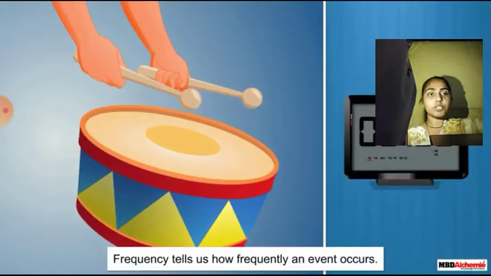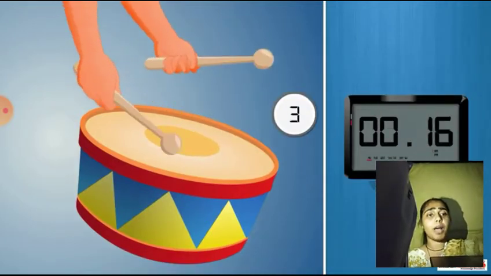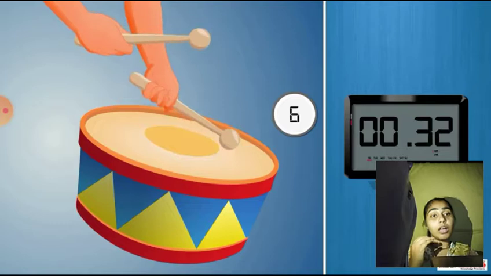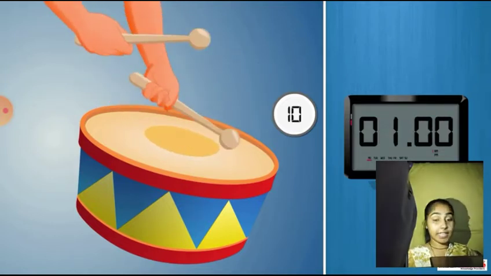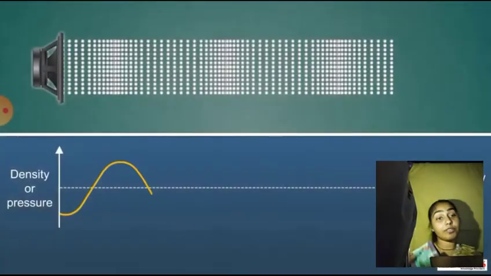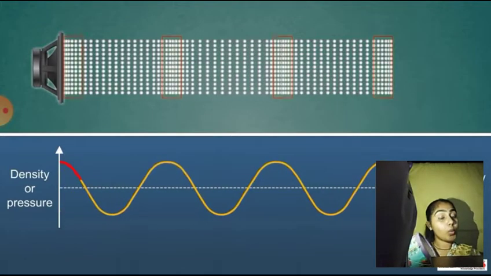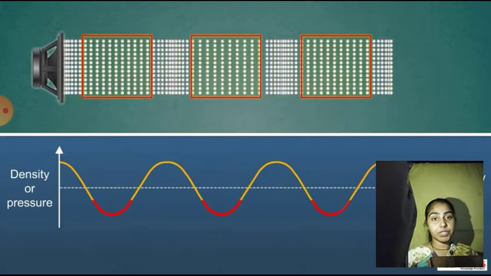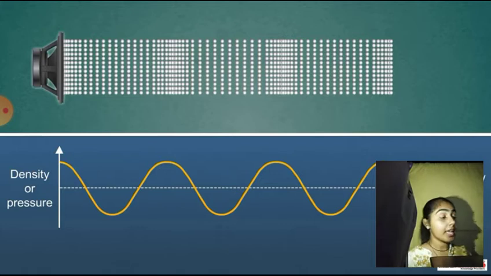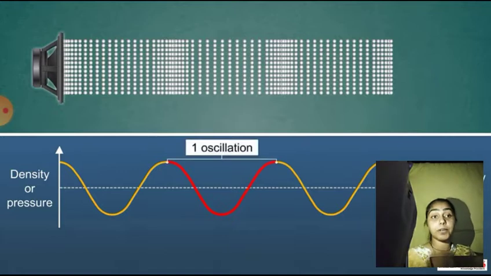At first we will discuss frequency. Frequency tells us how frequently a thing or an event is happening. If we have a drum and we are beating it, we count the beats which occur in 1 minute. That means frequency tells us the number of beats per minute, that is, the number of events per minute.